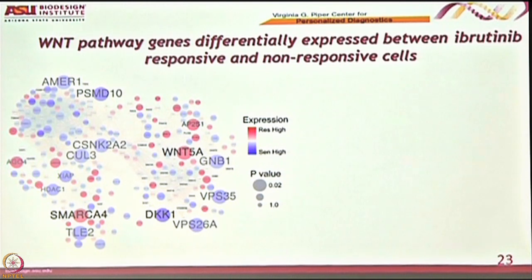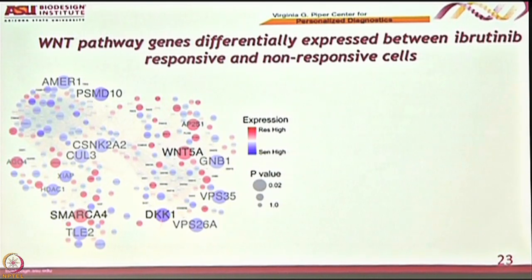This is a diagram of gene expression that shows a difference between sensitive versus resistant. So red means it drives resistance, and blue means it drives sensitivity. And the bigger the dot, the more the effect, okay? The more the p-value, I should say. What you can see is, here's the SMARCA4, for example. But we were focusing right here on WNT5A and DKK1.